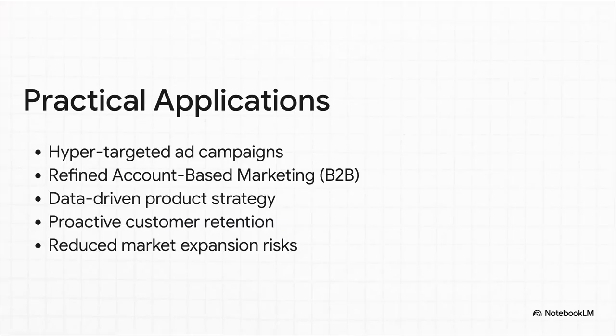A sharp ICP, it impacts everything. Your ad campaigns, they become hyper-targeted. For B2B folks, your account-based marketing gets laser-focused. Your product team knows exactly what features they need to build next. You can even start to predict which customers might be about to leave and step in before they do. See? This isn't just a marketing tool. It's like a compass for your entire company.